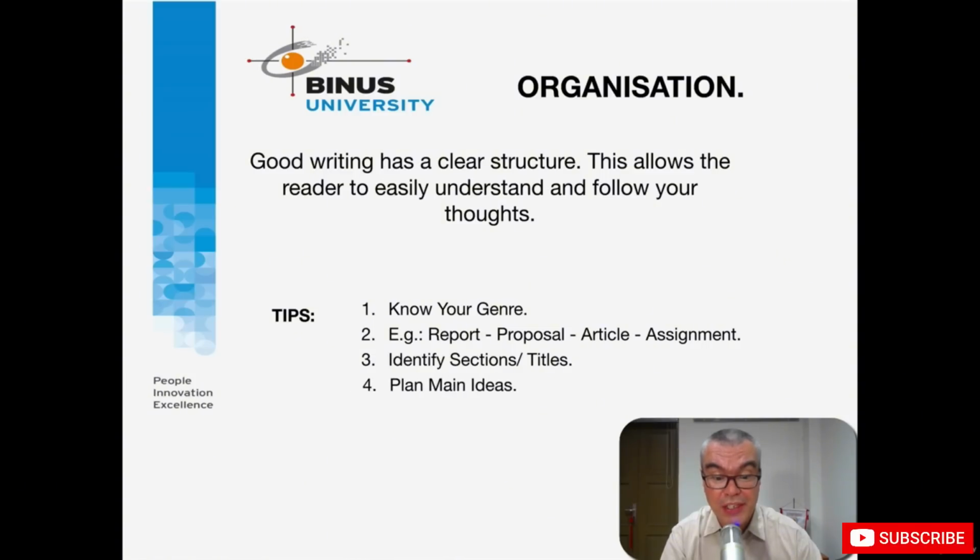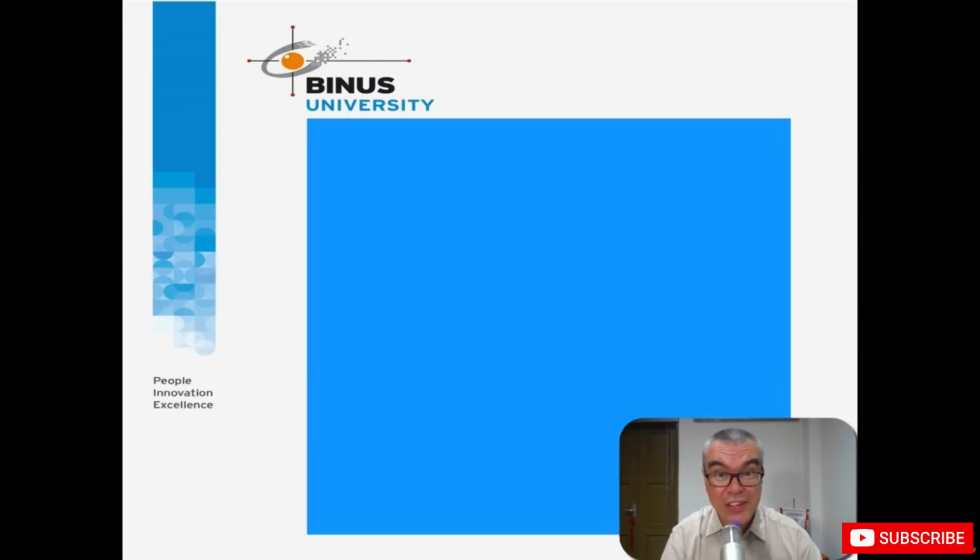Then what you need to do is plan the main ideas within the section. So you're kind of going from general to focused. In the first point, you recognize the genre, then you break it down into sections, and then you break it down into the main ideas within those sections. Basically, whatever kind of text you're writing, it's going to look like this.